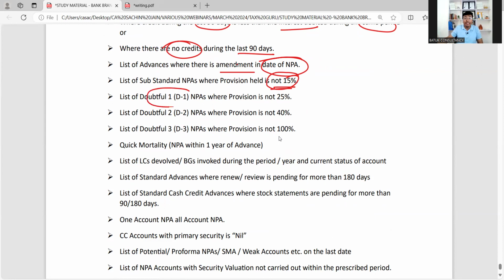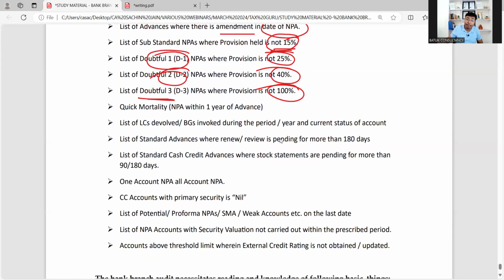In case of doubtful D1, provisioning should be 25%. D2, provisioning should be 40%. In case of loss assets, provisioning should be 100%. So we are going to demand the complete provision-wise list so that we can identify whether the provisioning is correct. Okay, whether the provisioning done by the bank is correct, and if there is any variation from the IRAC norms, in that case we may issue the MOC.